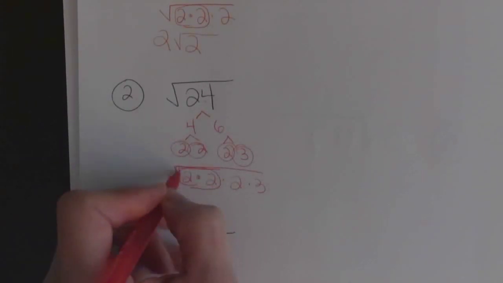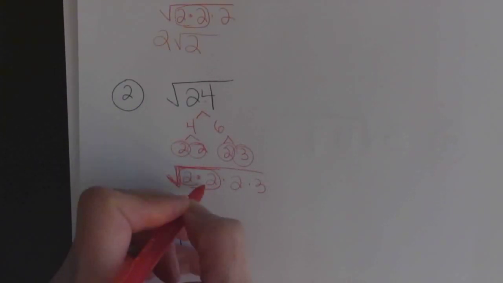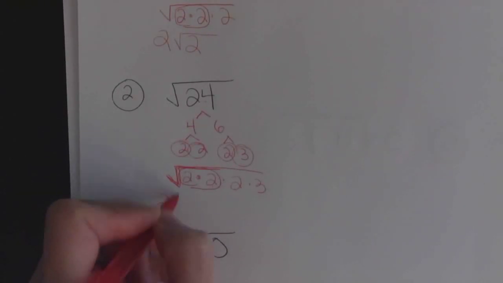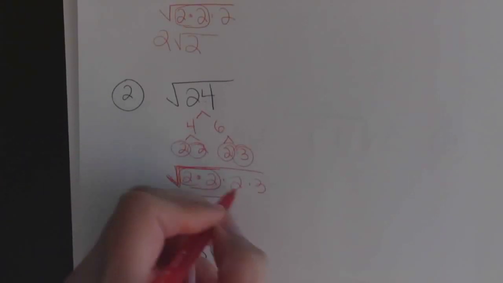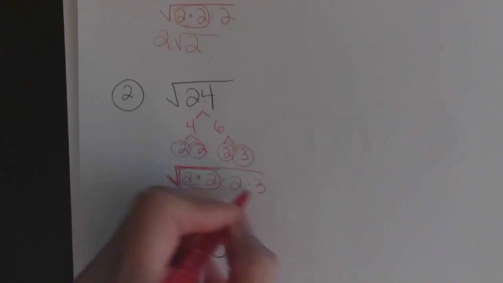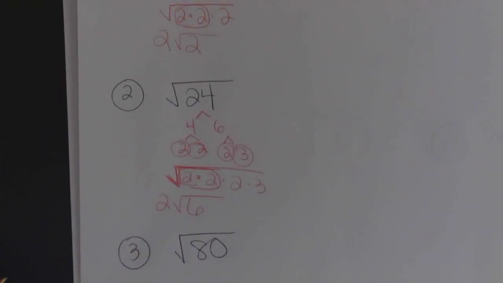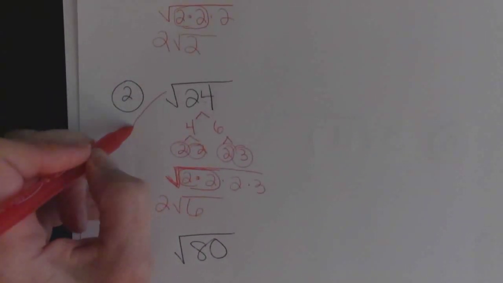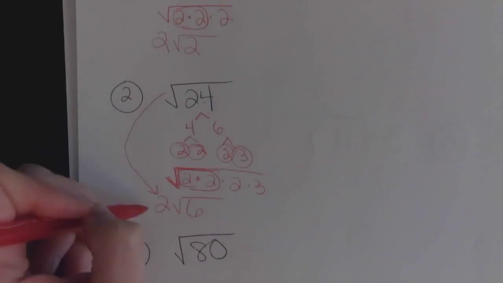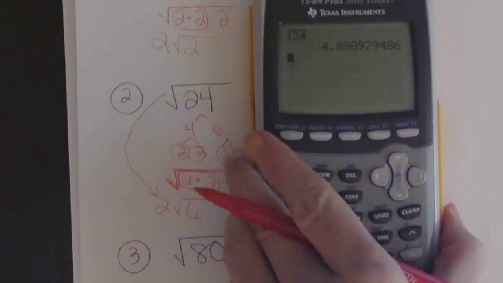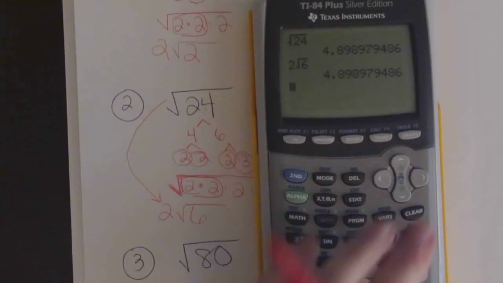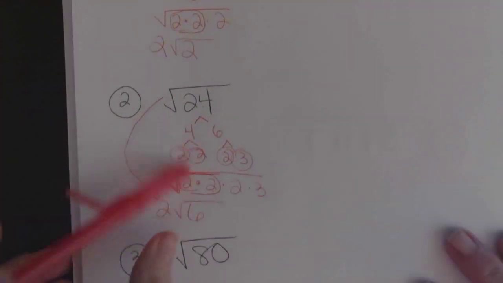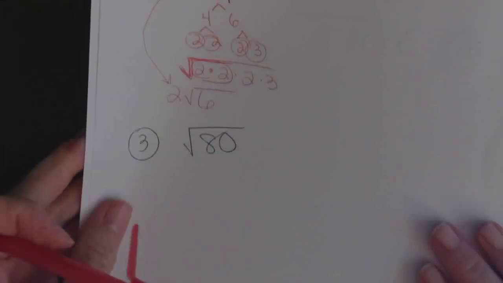Now, 2 times 2, that's 4, right? What's the square root of this 4? Well, it's 2. But then we're left with the scraps that weren't a perfect square. 2 times 3 is 6, so I'm going to write this as 2 root 6. So the square root of 24 can be simplified to 2 root 6. Let's take a look. So if I type in 2 root 6, ta-da, same. Okay? Let's go to the next one.